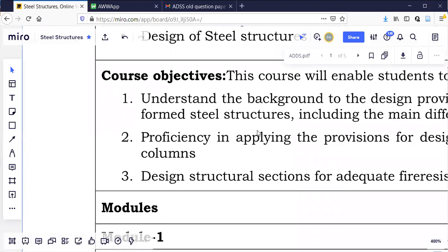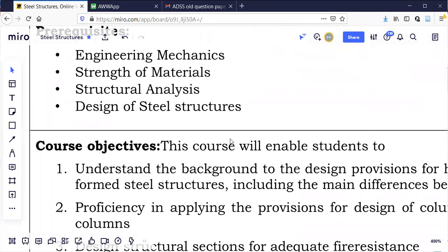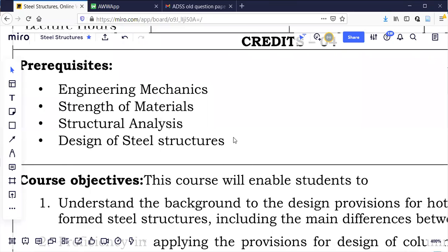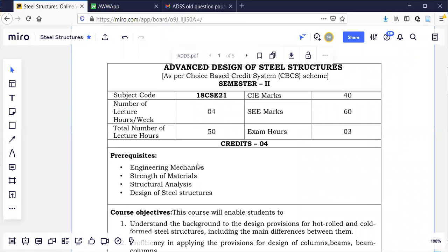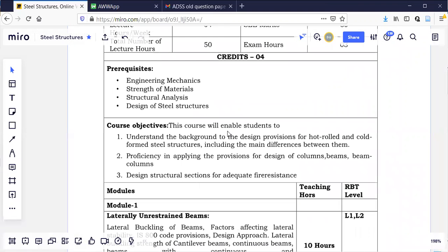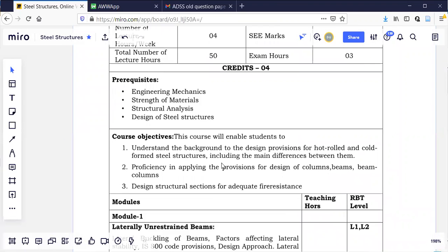Are you able to read this here? Can you read this one, or do you want me to zoom it further? We can read it, sir. Okay.